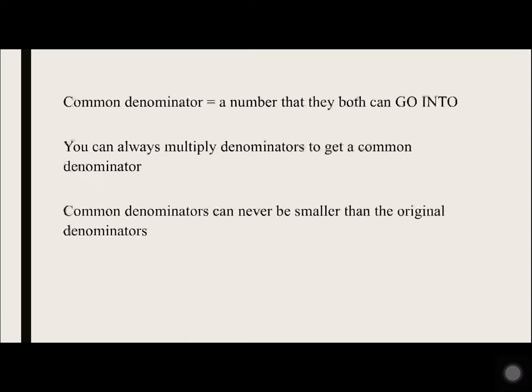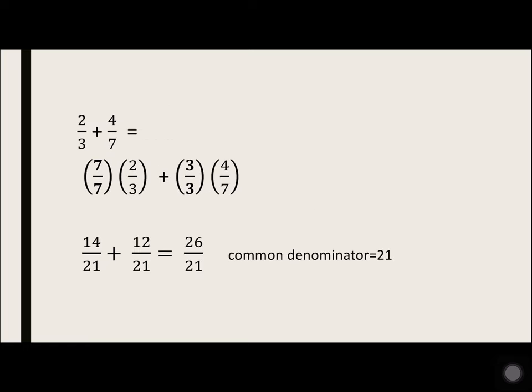Common denominator equals a number that they can both go into. You can always multiply denominators to get a common denominator. Common denominators can never be smaller than the original denominators. You can't go smaller. It's got to go into. 2 over 3 plus 4 over 7. What is the common denominator? 3 times 7 is 21.